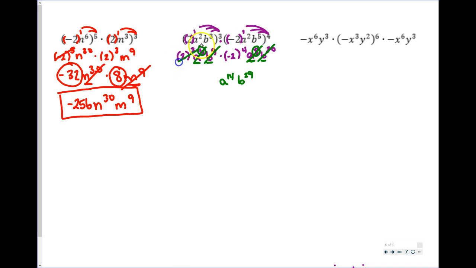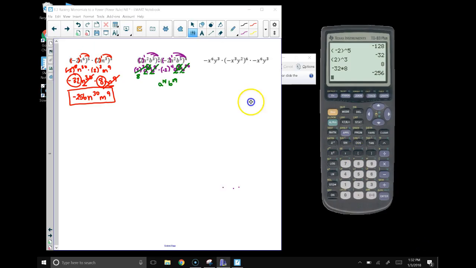I know 2 to the 3rd is 8. I'm going to cross it off and write 8. And negative 2 to the 4th, I'm going to put parentheses, negative 2 to the 4th, and I get 16. So I'm going to cross this guy off and put 16, and then I'm going to multiply the 16 times the 8. And I get 128. So this is my final answer right here.